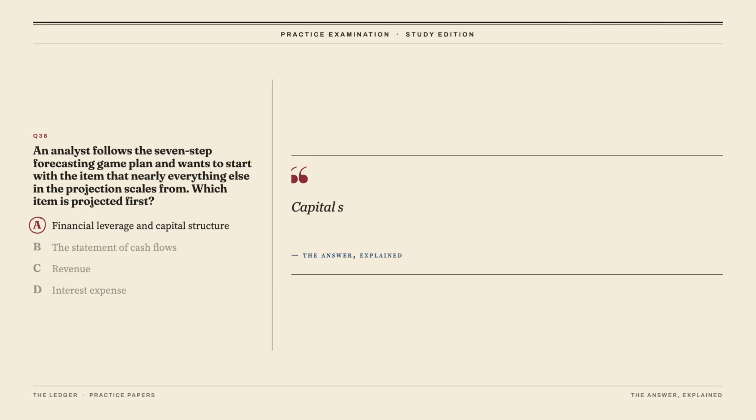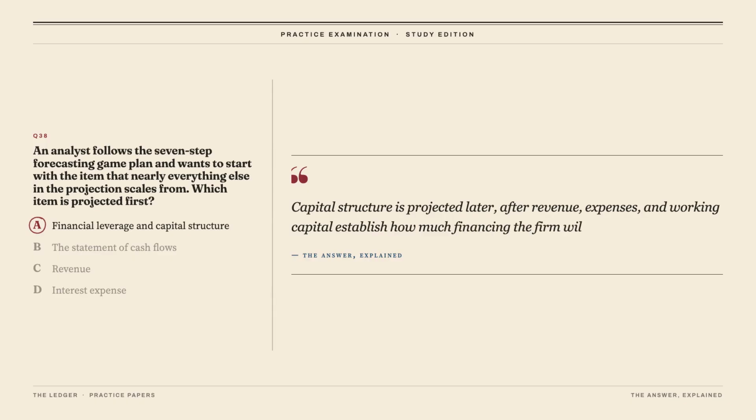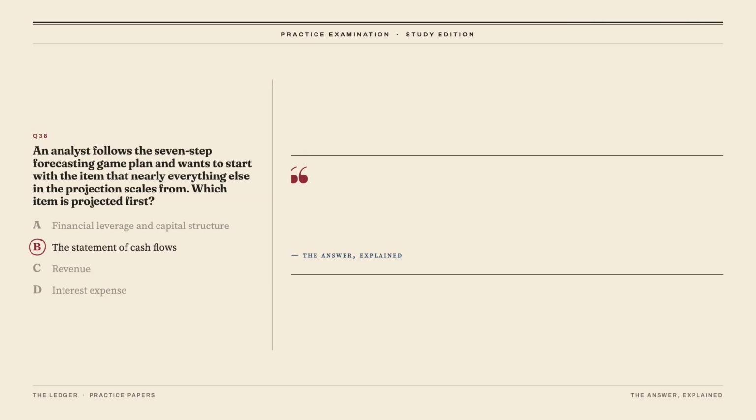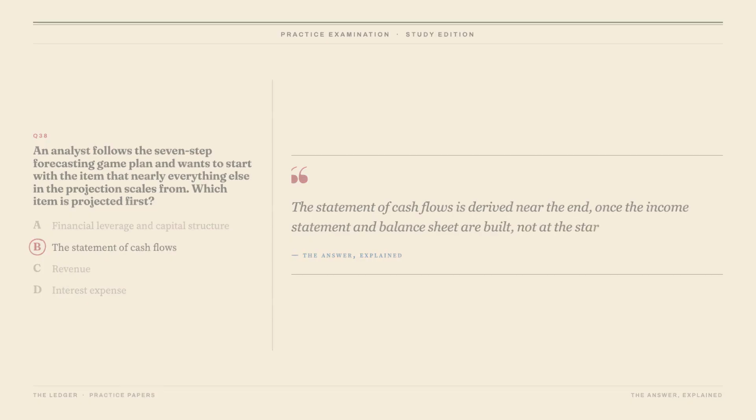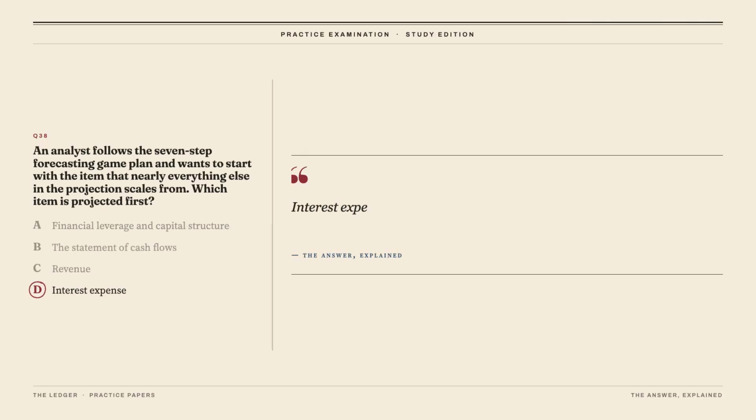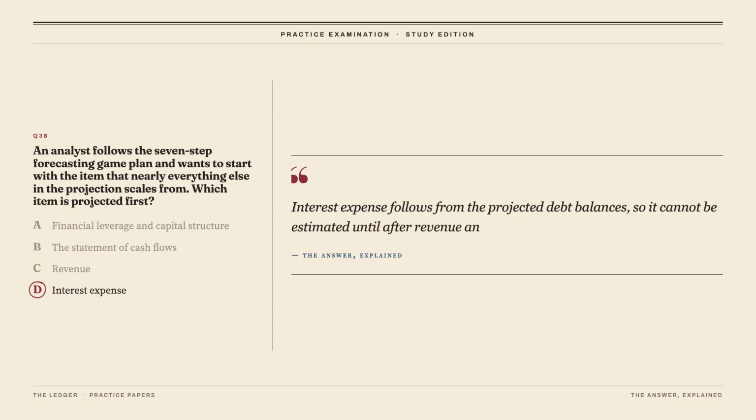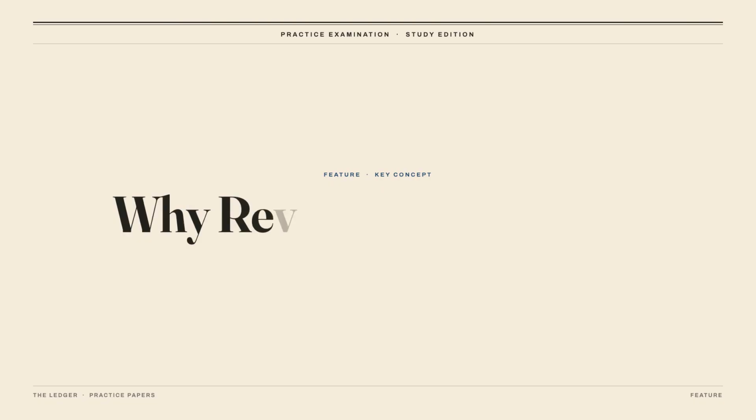A is wrong because capital structure is projected later, after revenue, expenses, and working capital establish how much financing the firm will actually need. B is wrong because the statement of cash flows is derived near the end, once the income statement and balance sheet are built, not at the start. D is wrong because interest expense follows from the projected debt balances, so it cannot be estimated until after revenue and the capital structure are in place.